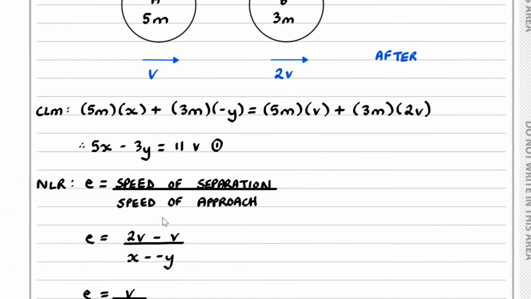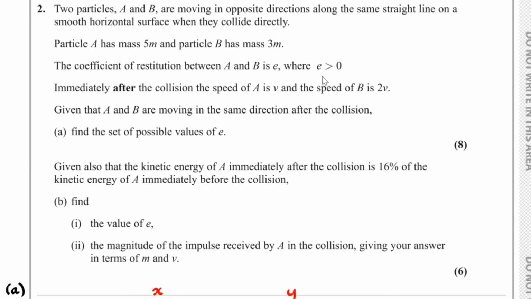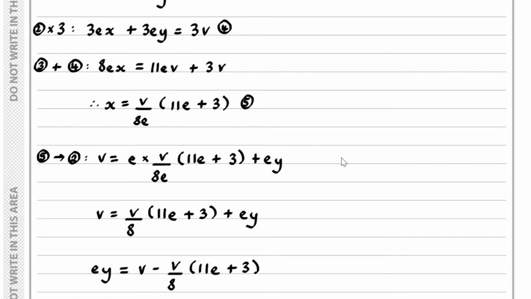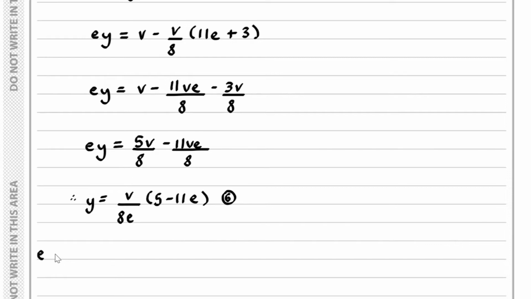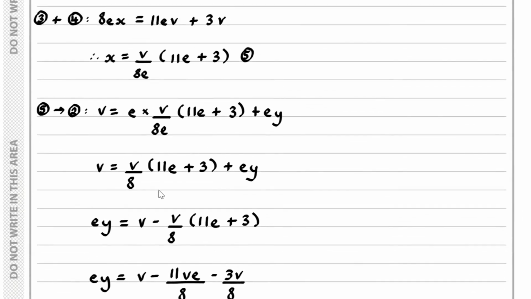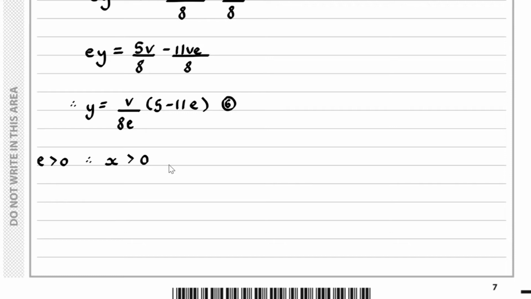Now, we also know that e is greater than 0. And so if that's the case, e being greater than 0 would imply that x is greater than 0. And if we take a look at what x is, that's 11e plus 3. So if x is greater than 0, it follows from here then that y is going to be greater than 0.